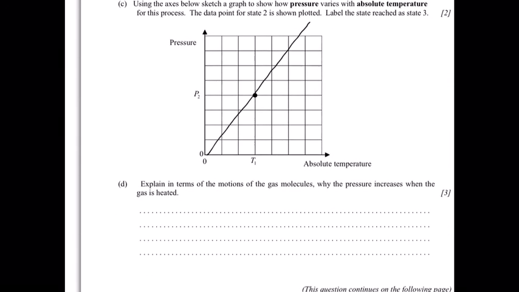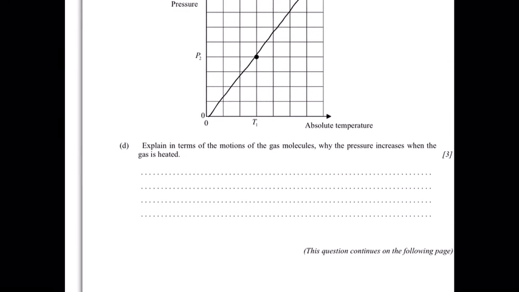Part D then asks us to explain, in terms of the motion of the gas molecules, why the pressure increases when the gas is heated. Well, we know that an increase in temperature increases the kinetic energy of the molecules. This means that the speed is faster, so the molecules are moving faster.